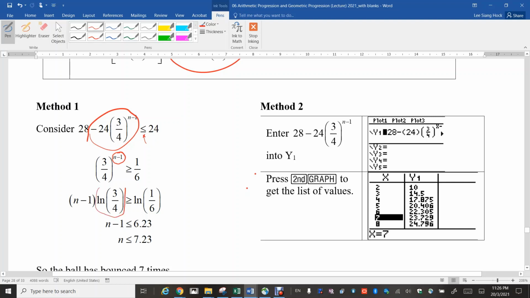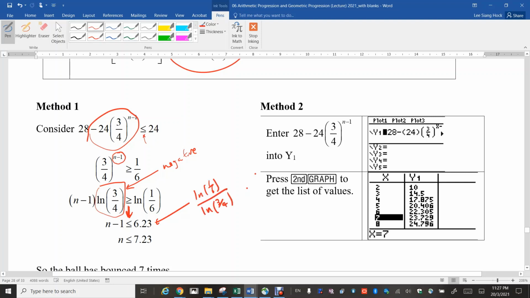So again, ln of 3 quarter, since 3 quarter is less than 1, is a negative number, right? So when you want to divide by a negative number, what must you do? You must change the inequality sign. Okay, so just remember, this one, can you please go and highlight, right? Because this is a negative number, I must change the inequality sign. Then this value here is actually ln of 1 over 6 divided by ln of 3 quarter, right?